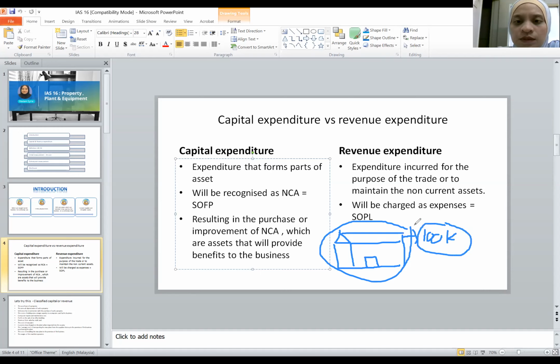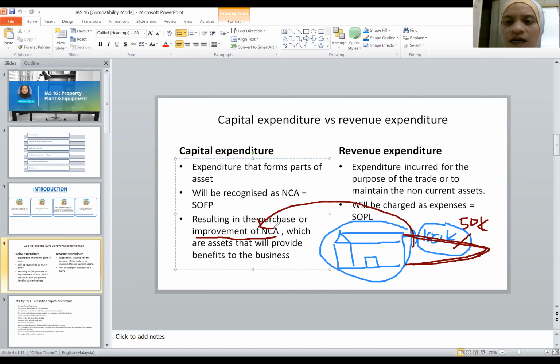Okay, so tiba-tiba, you buat renovation. You renovate dapur pula. Okay, kitchen, extendkan kitchen belakang. Mak-mak selalu kan. So this extended kitchen ni, renovation ni, cost kita berapa? For example, 50k. Alright. So this will result in the purchase or improvement of non-current asset. This renovation, dapur punya renovation ni is category improvement of non-current asset.